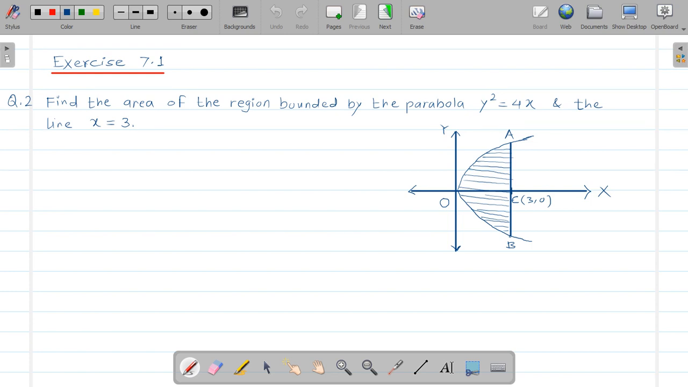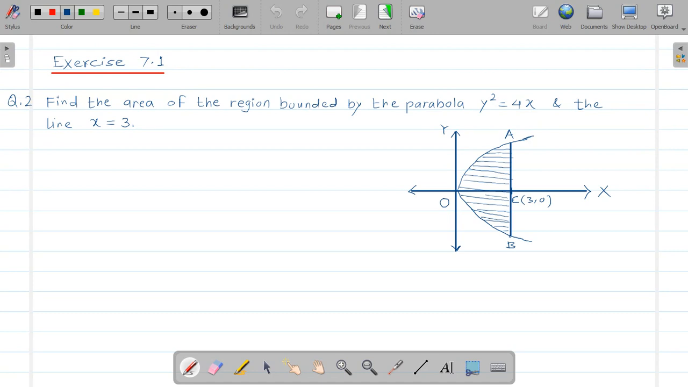Dear students, today in this lecture we will solve some examples from the exercise 7.1, that is how to find out the area of the region bounded by the certain curve to the x-axis or to the y-axis. Now here is the question number 2, that is we have to find out the area of the region bounded by the parabola y square is equal to 4x and the line x is equal to 3.